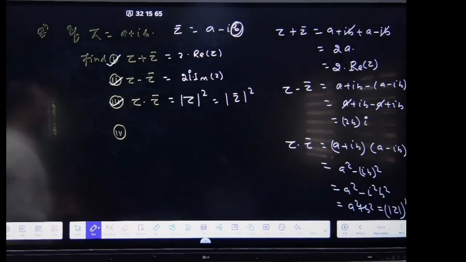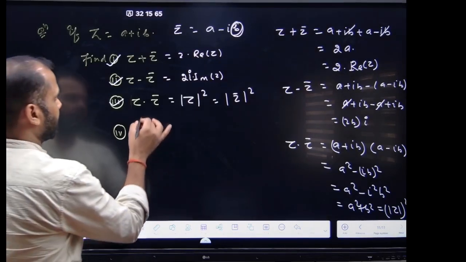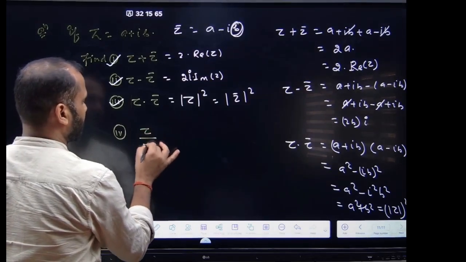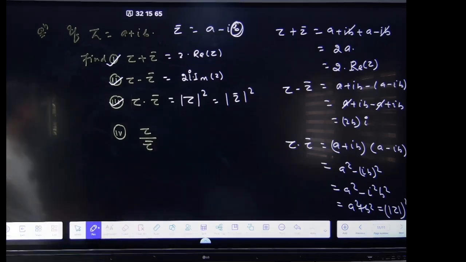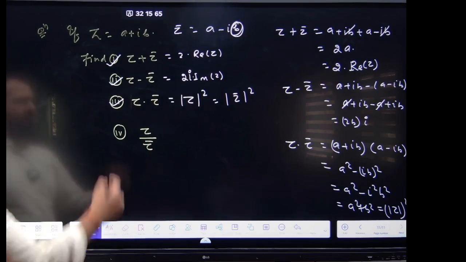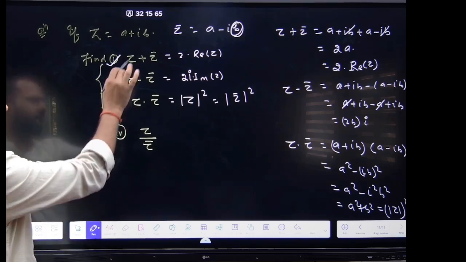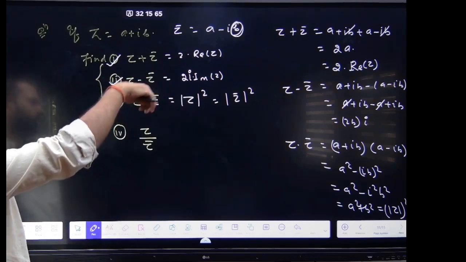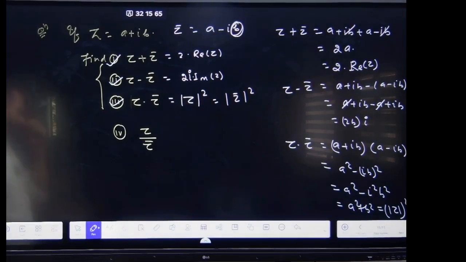Understood? Next, after that you write down z by z bar, I want to write. Yes, can be done, right? z by z bar. How to do? z divided by z bar. So, these three are very important. Sometimes either you solve by the normal method, or if possible you remember that result, that is very important. Next.